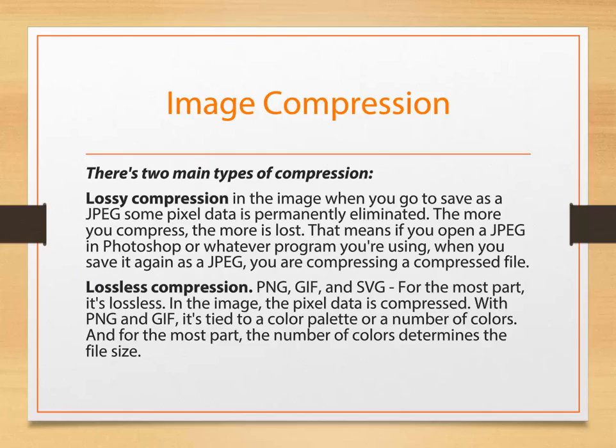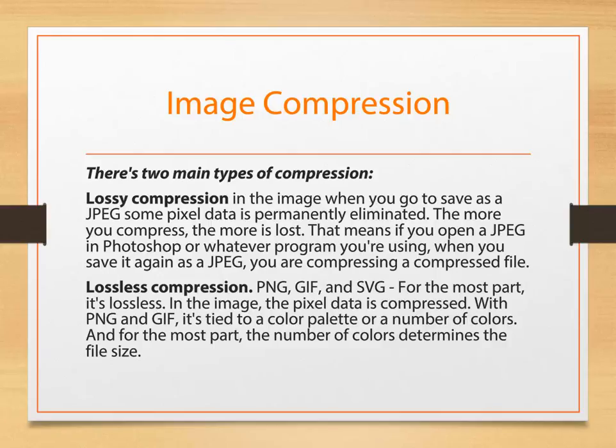In order to select the right file format like PNG or JPEG, you'll need to understand what compression means. There are two main types of compression, lossy compression and lossless compression. Let's take lossy first. With lossy compression, when you go to save as a JPEG, some pixel data is permanently eliminated. The more you compress, the more is lost. That means if you open a JPEG in Photoshop or whatever program you're using, when you save it again as a JPEG, you're compressing an already compressed file. So the main thing to realize here is that every time you open and edit this image, you are losing valuable pixel information, which again is degrading the resolution of the image.